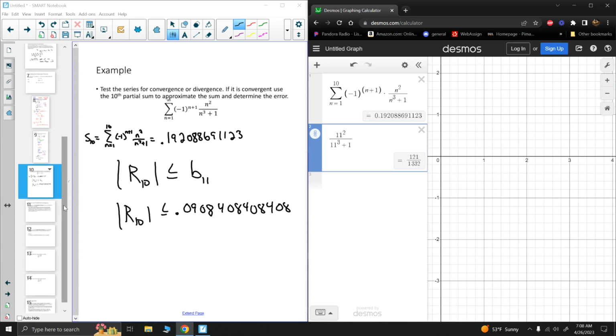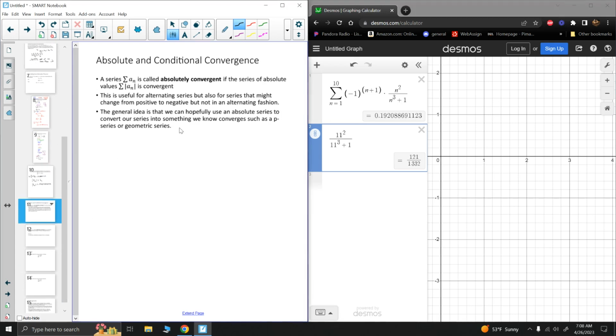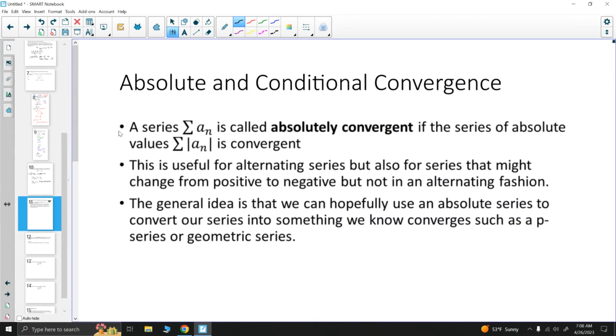So now let's go ahead and talk about absolute and conditional convergence. What we've just talked about is the convergence of our alternating series. But absolute convergence is actually a stronger statement than conditional convergence. Basically, if something converges using our alternating series test, then we know it converges conditionally. But if we could also show that it converges absolutely, then it's a pretty strong statement that helps us in more advanced math topics.